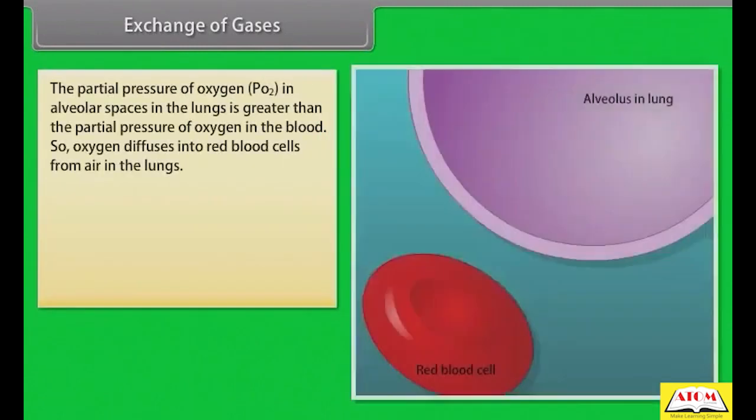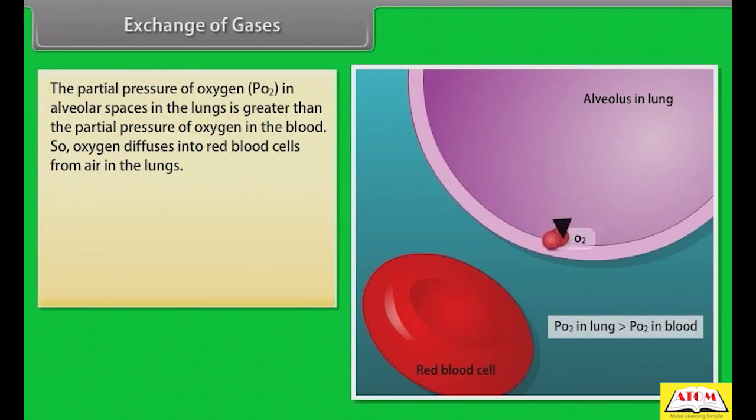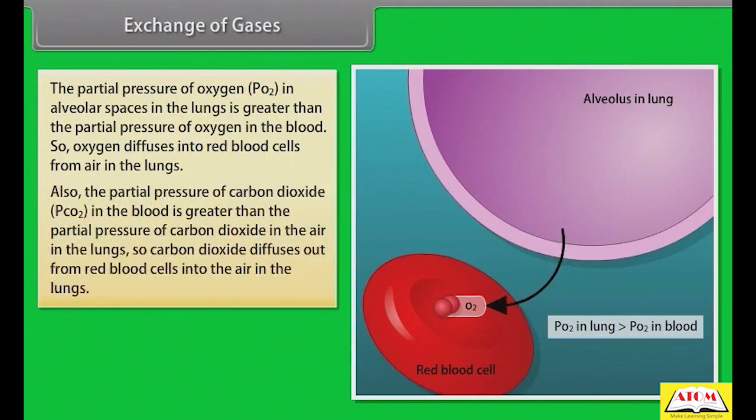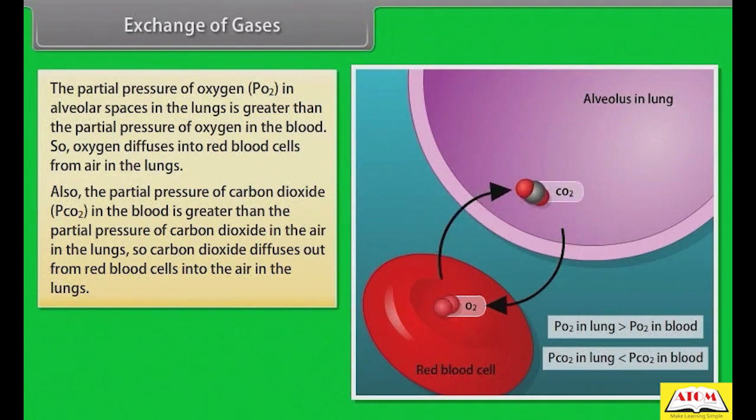The partial pressure of oxygen in alveolar spaces in the lungs is greater than the partial pressure of oxygen in the blood. So, oxygen diffuses into red blood cells from air in the lungs. Also, the partial pressure of carbon dioxide in the blood is greater than the partial pressure of carbon dioxide in the air in the lungs, so carbon dioxide diffuses out from red blood cells into air in the lungs.